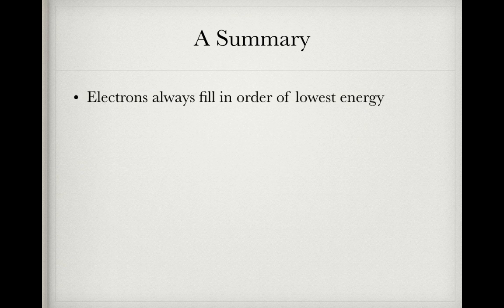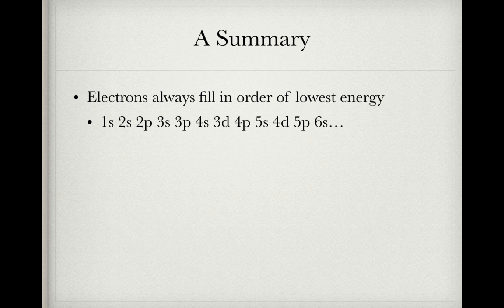So just a brief summary of how we're filling in these things, because we do quite a few electron configurations as we go. Electrons always fill in order of lowest energy, and the order of electron filling goes 1s, 2s, 2p, 3s, 3p, 4s, 3d, 4p, 5s, etc. It seems like an awful lot to have to memorize. We'll learn a trick at the end of today's lecture that shows a little bit different way of doing that.